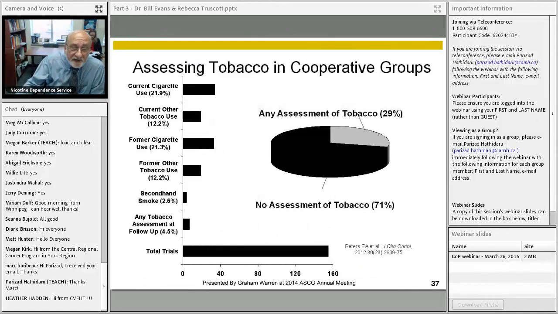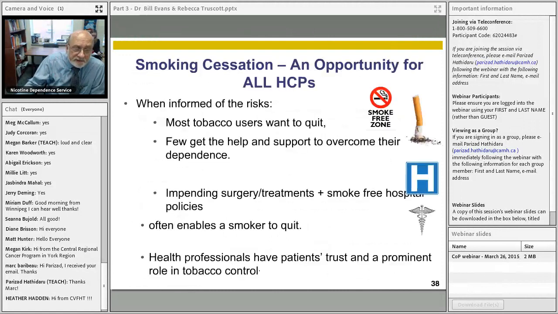But unfortunately, we haven't been doing this. And as you can see, most clinical trials have no assessment at all of tobacco use, whether it's current or recent, and various types of smoking exposure. And this needs to change so that we can have a greater understanding of the impact of smoking on outcomes in patients receiving systemic therapies.